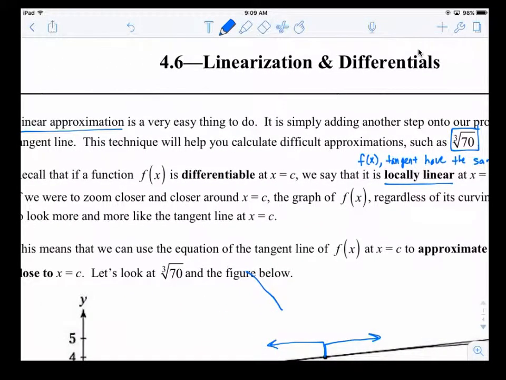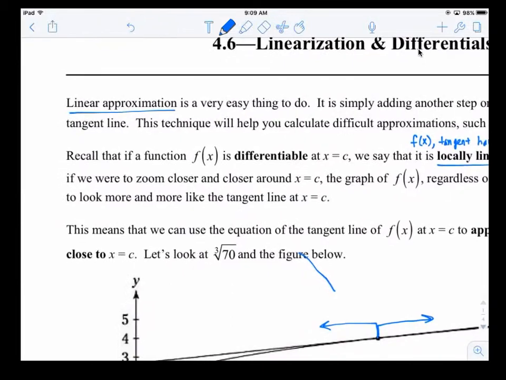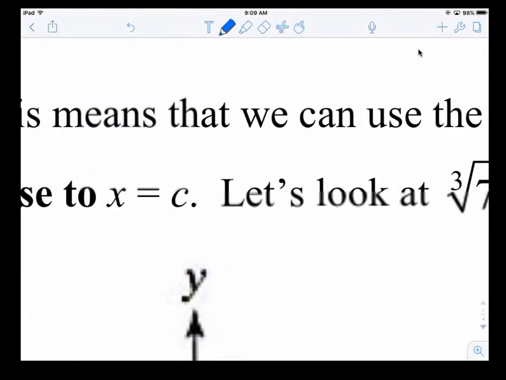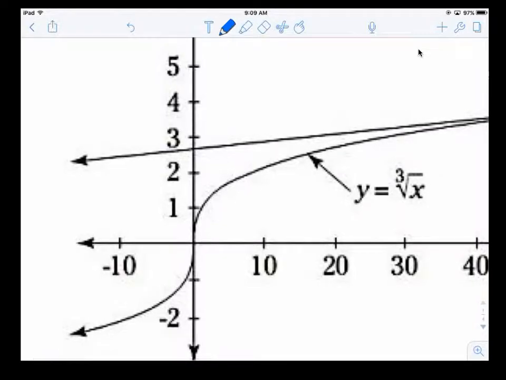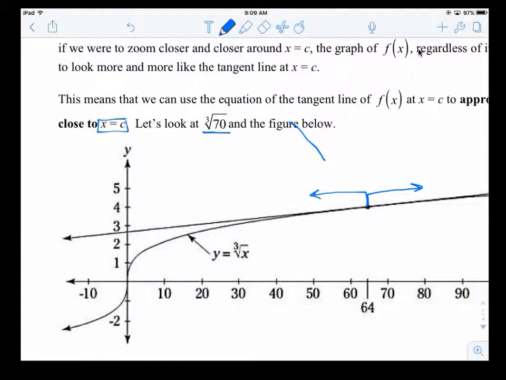All right, so again, we're always going to try and figure out what our center is. We're going to call that C for easy purposes. And then we're going to use that concept to help us come up with the cube root of 70. Not necessarily close to 70, but one that is something you can figure out.